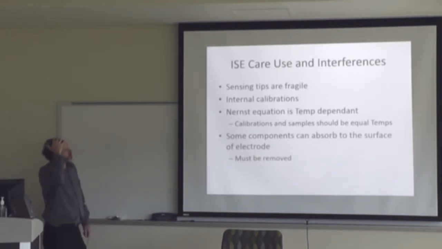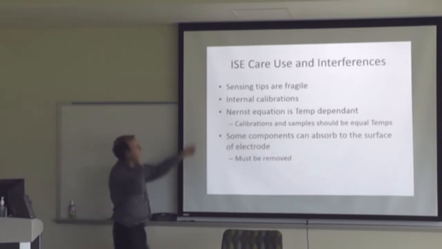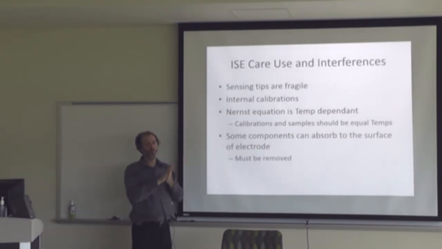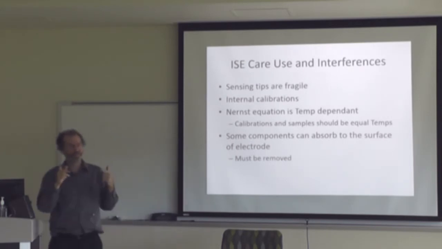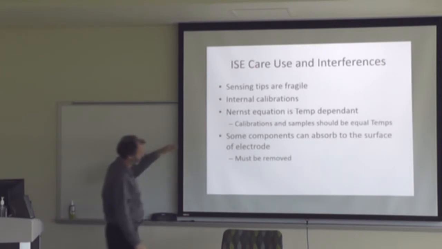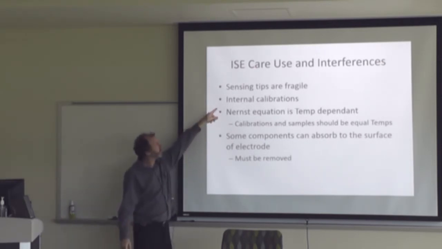So, ion-specific electrodes: care, use, and interferences. The sensing tips are fragile. I think one of the tips we have back there doesn't work, so we'll have to identify which one that is, unless I took it out of commission last semester, but I think somebody damaged that in the past. And before we do that, I think we should rinse the inside, because with these fluoride electrodes, you leave them dry. I'd like to rinse them with water before we add the buffer that goes in there.